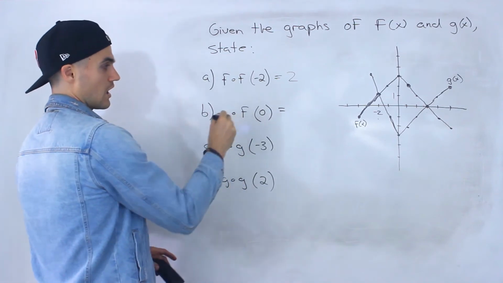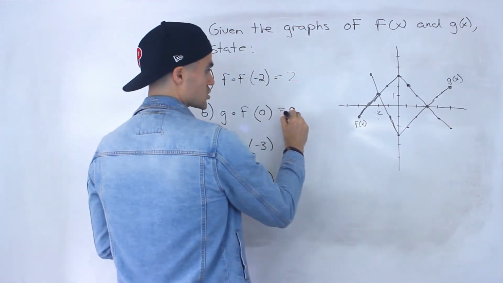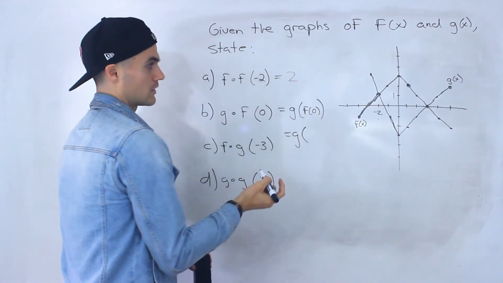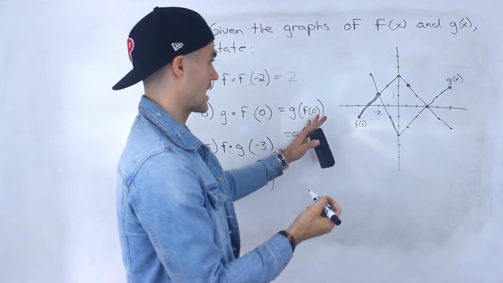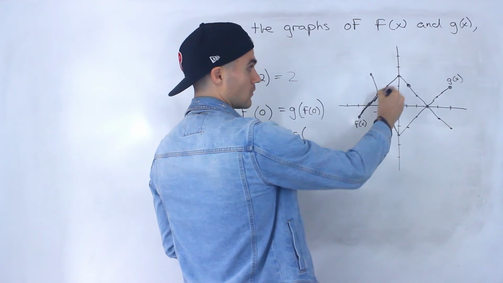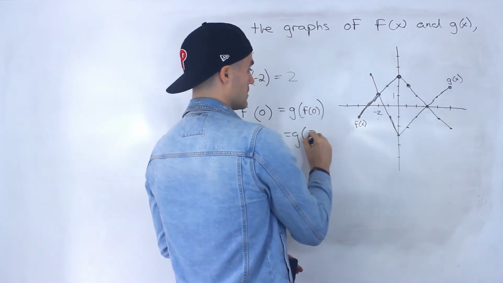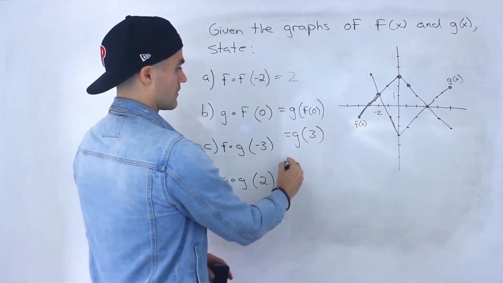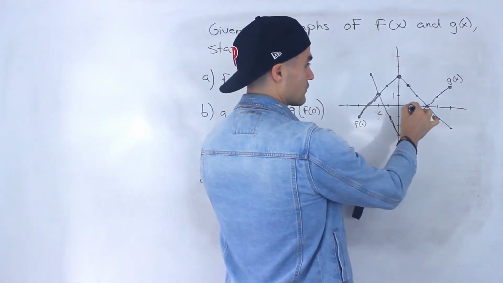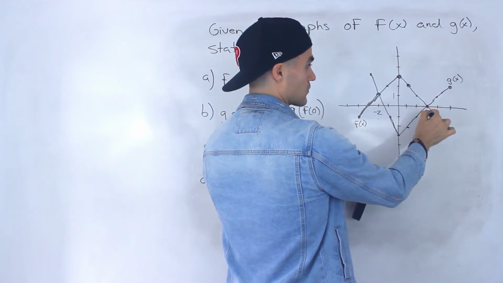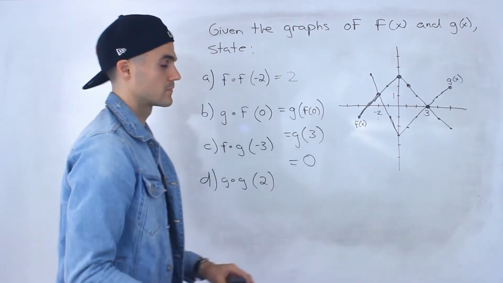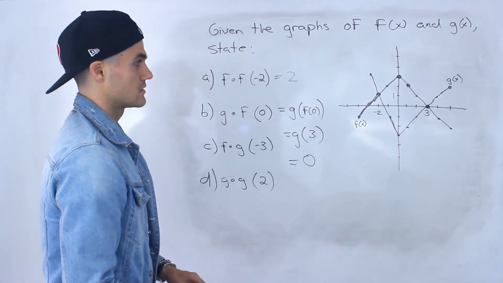Now what's g of f of 0? Another way to write this is g of f of 0. What's f of 0 in this case? Well, it's the y value of f at an x value of 0. X value 0 is here. The y value of f is going to be 3. And what's g of 3? We look on the graph g of x at an x value of 3, 1, 2, 3. G of 3 is going to be 0. The y value is going to be 0. So that would end up being 0.